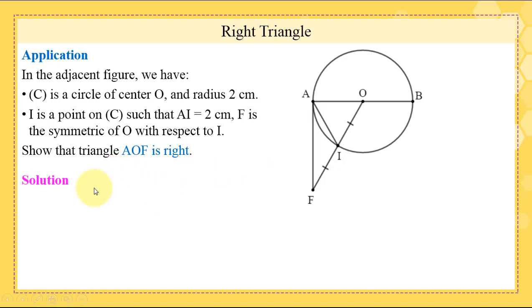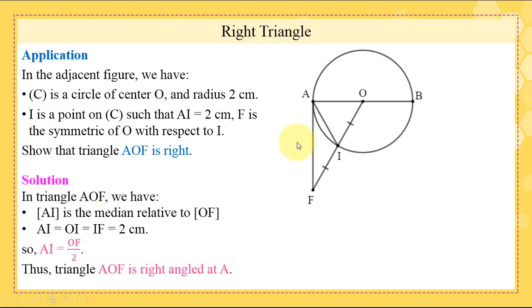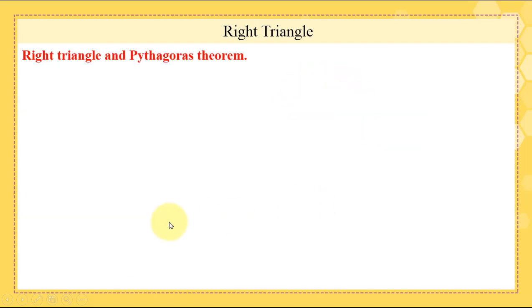We want to show that triangle AOF is right. In triangle AOF, we have AI is median because I is the midpoint of FO by symmetry. And AI is equal to 2 cm given. IO is equal to the radius of the circle, 2 cm. So AI is equal to OF over 2. And AI is median relative to OF, so the triangle is right.